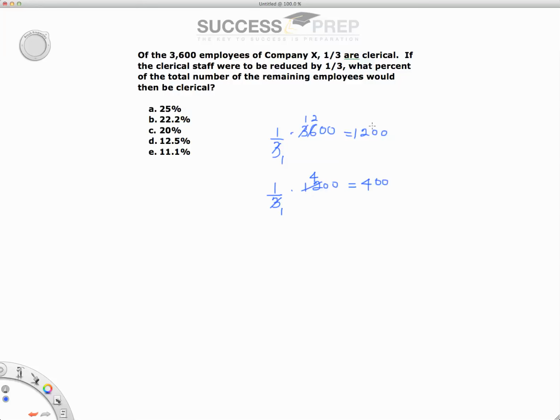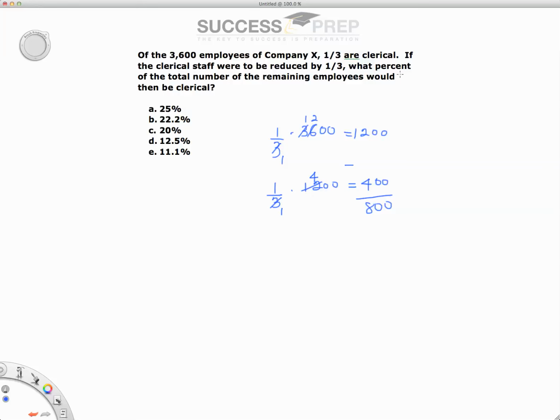So your original number was 1,200. They're reducing that number by 400. So if I went ahead and subtracted 1,200 minus 400 would give you 800. What this means is the new number of clerical staff is 800.